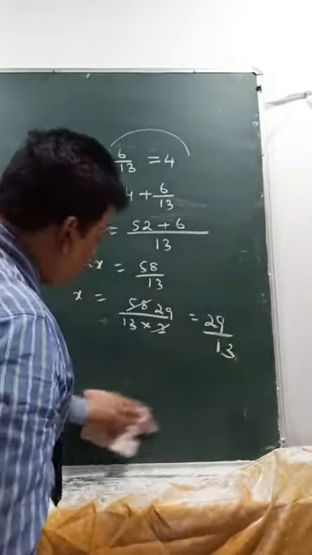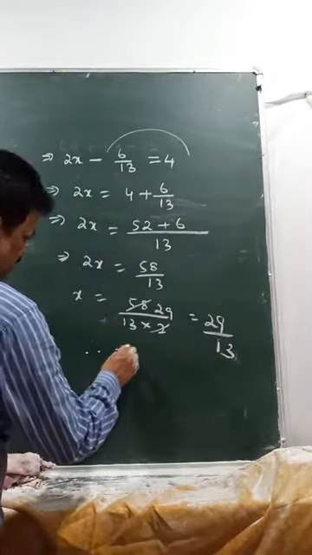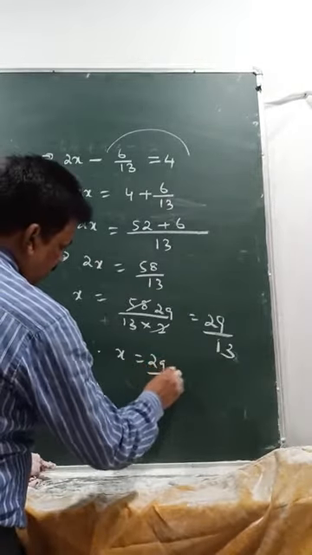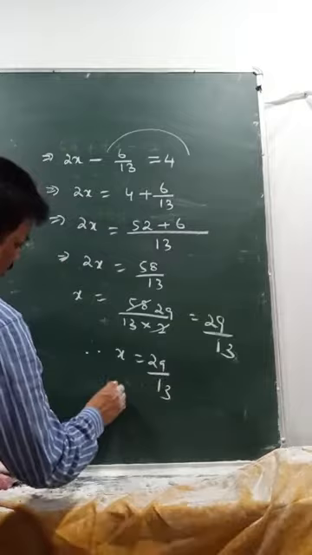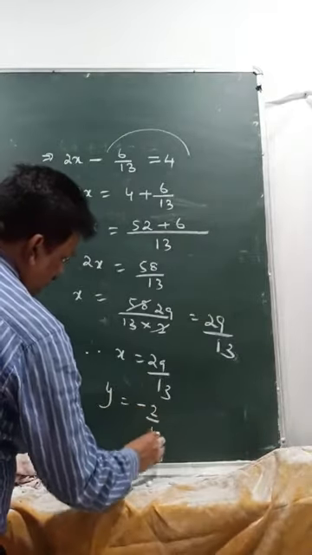Therefore, we got two values. X equals 29 by 13. Y equals minus 2 by 13.